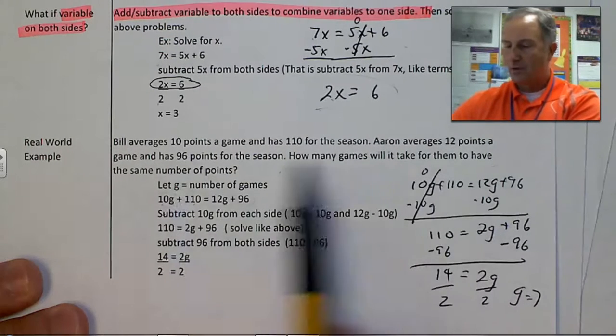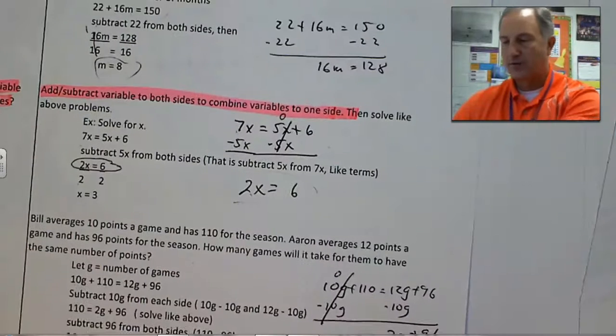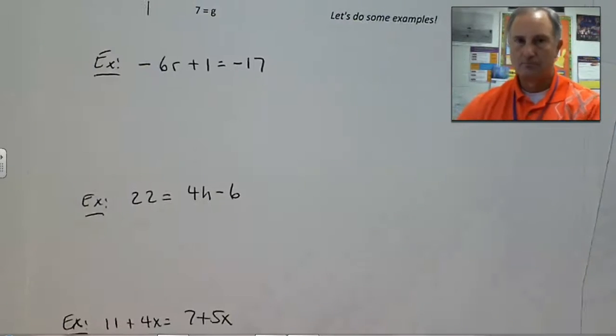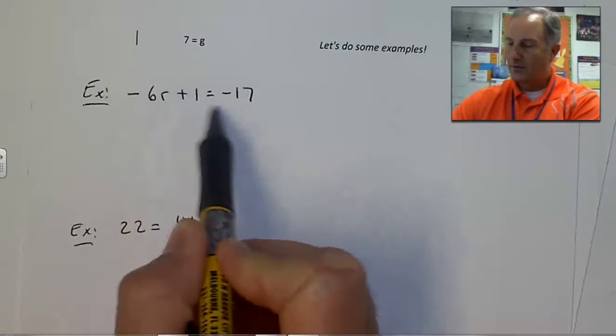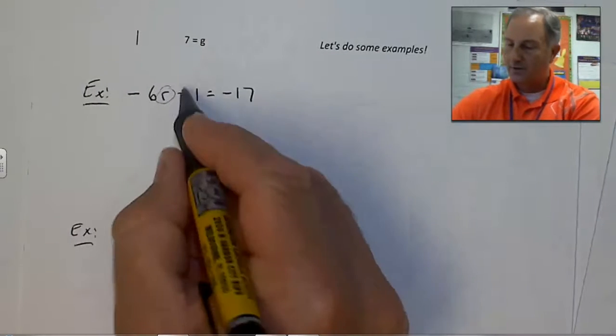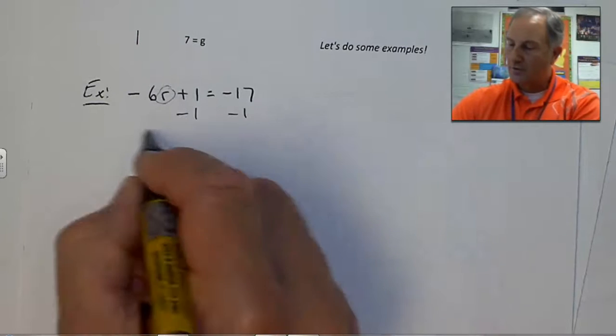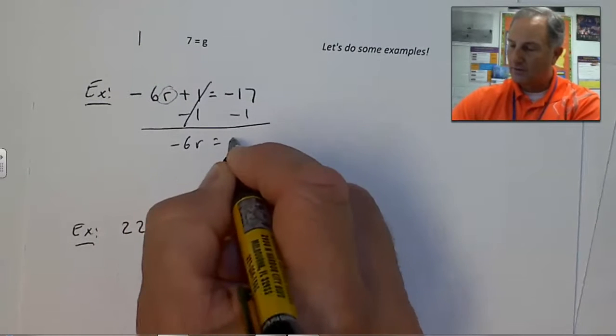So we'll keep working on this word problem stuff too, how to set up your problems. All right. So let's take a look at a couple examples. Negative 6R plus 1 equals negative 16. There's my variable. I want to get it by itself. Get rid of addition and subtraction first by doing the opposite operation. I get negative 6R equals negative 18.